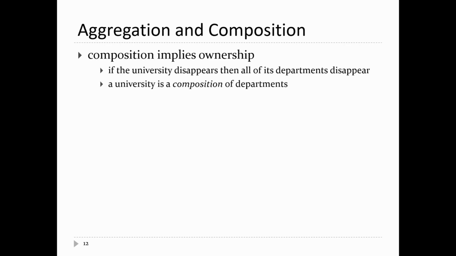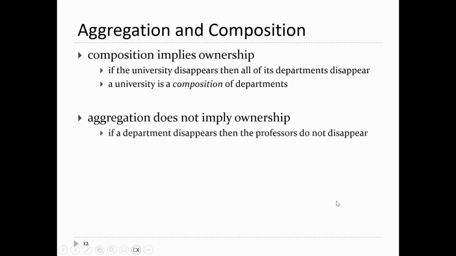So a university would be a composition of departments, right? The university owns its departments. Aggregation does not imply sole ownership. So if a department at Queen's goes away, it is not the case that the professors also go away.